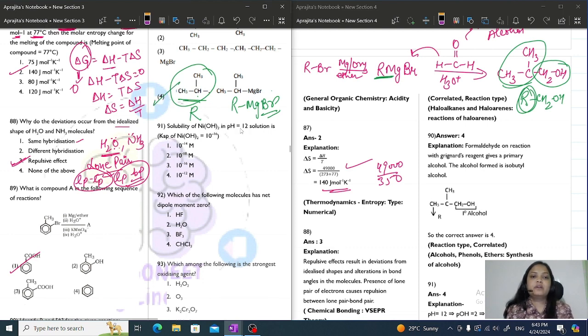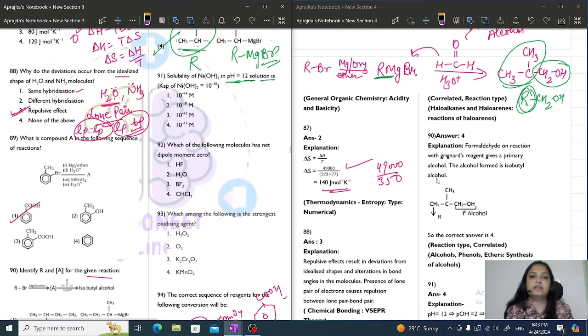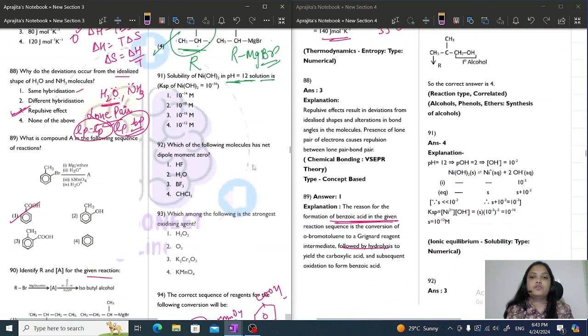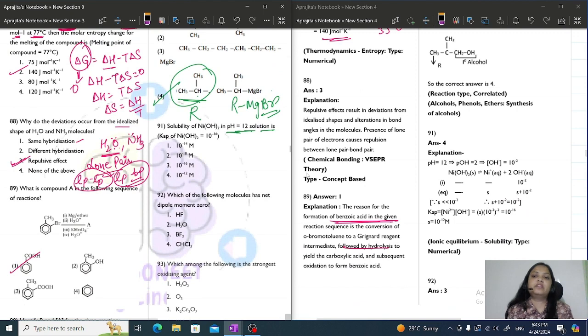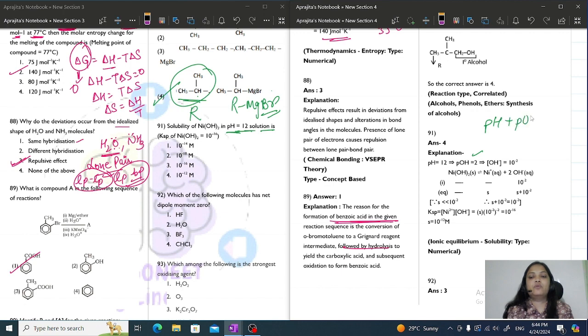Question number 91. The solubility of Ni(OH)2 in pH 12 solution is. So we need to find the solubility. The pH is 12, and we need to find the concentration of hydroxide ions. You know that pH plus pOH is 14, so pOH in this case would be 14 minus 12, which is 2. So the concentration of OH negative is 10 to the power minus 2.